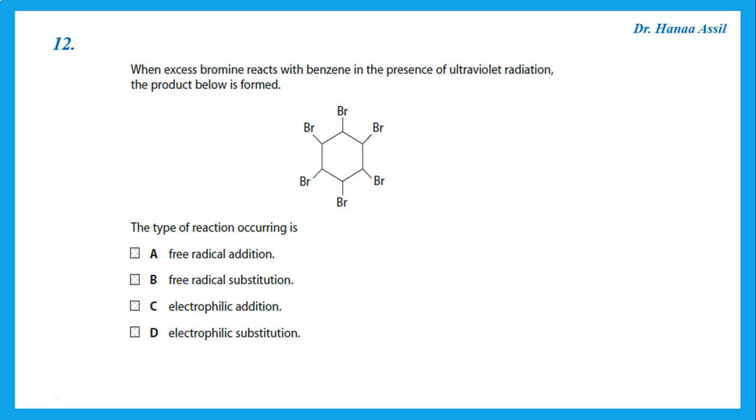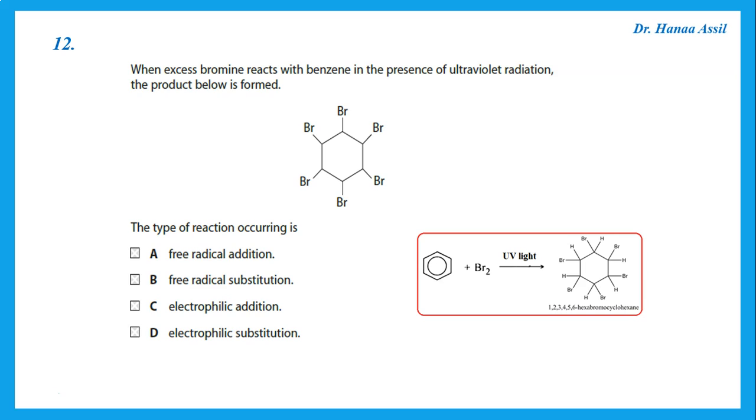When excess bromine reacts with benzene in the presence of UV light, the reaction we just talked about, what type of reaction is this? Well, this is free radical addition. So it's as if I am adding the bromine to all the double bonds in the benzene ring.